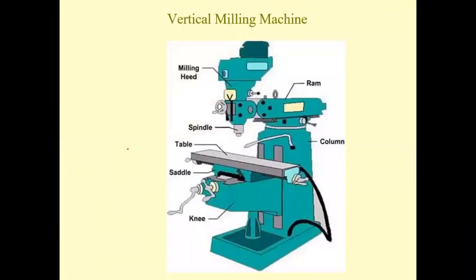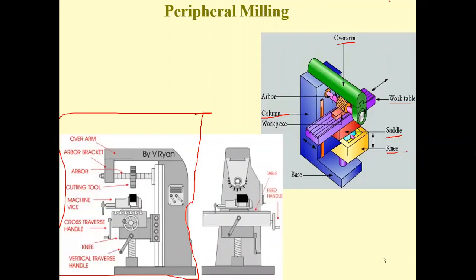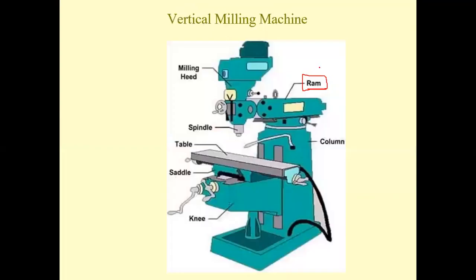Then coming to the vertical milling machine. The vertical milling machine is also the same thing. You see the parts are the same: knee, base, column, table, everything. Here it is called a ram, or nothing but the overarm or ram. Previously you had an overarm, but here this overarm is replaced with a milling head.